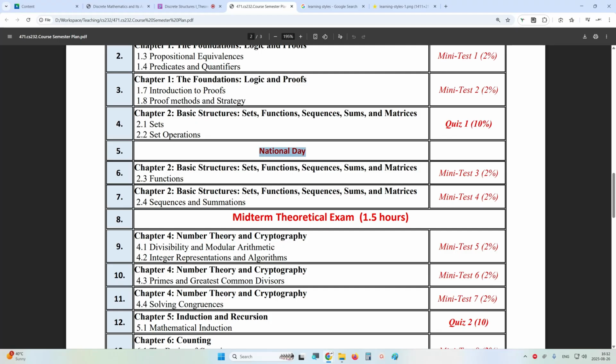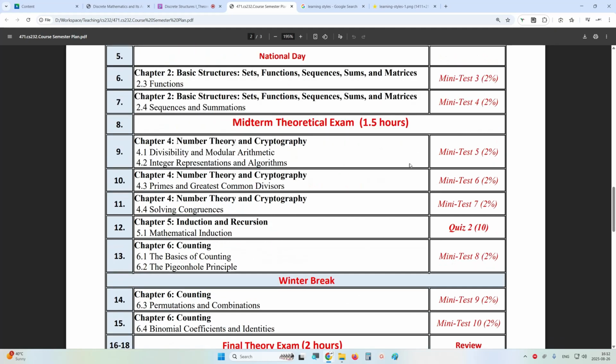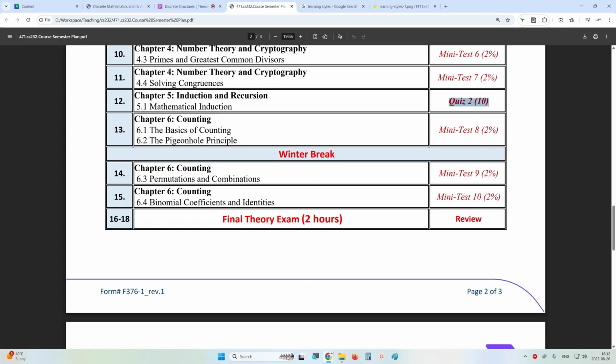But weeks 6 and 7, again, we're going to be having mini tests. And then week 8, this is where the midterm theory is going to be. It's going to be 1.5 hours. And week 9, mini test again, 10 and 11. Week 12, this is where we're going to be having quiz 2, again, period 4. And then there's week 13, and then there's the winter break between 13 and 14. And then we have 14 and 15, this is also a mini test. And then we have week 16, which is also a teaching week.